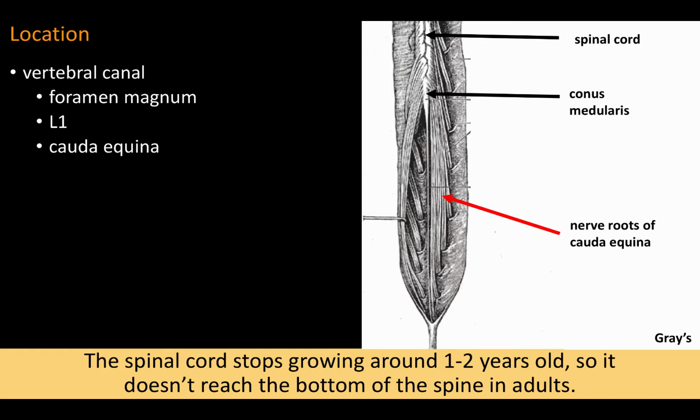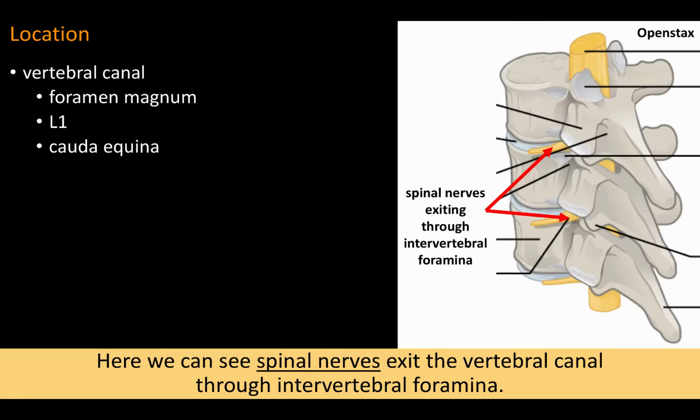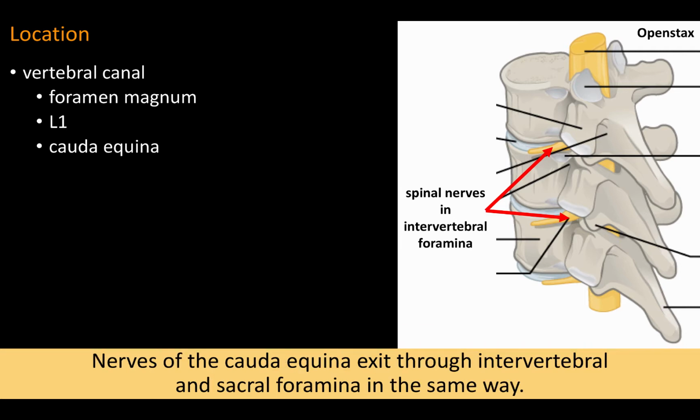The spinal cord stops growing around 1 to 2 years old, so it doesn't reach the bottom of the spine in adults. Here we can see spinal nerves exit the vertebral canal through intervertebral foramina. Nerves of the cauda equina exit through intervertebral and sacral foramina in the same way.